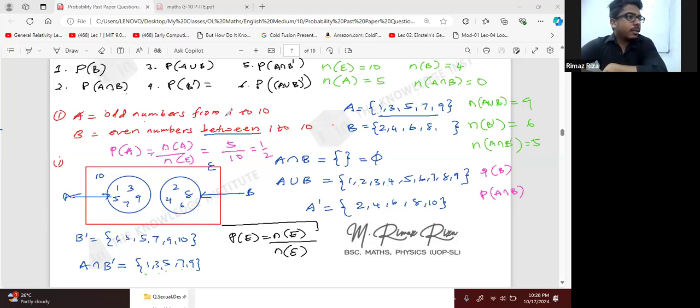Right. Second one, P(A intersection B). Yes, correct. By the way, there's no need to put 0 divided by 10, because 0 divided by any number is 0. So you just write 0. Good.